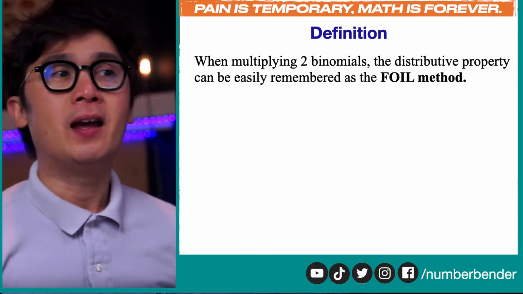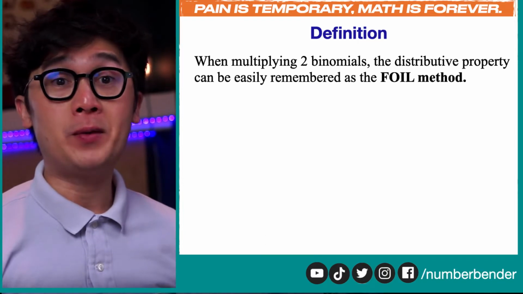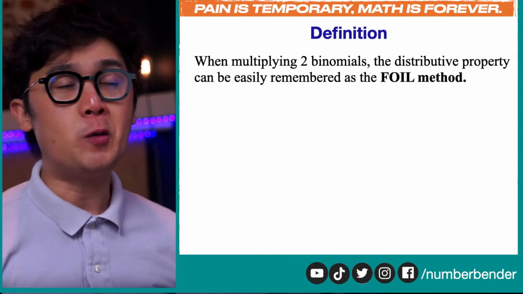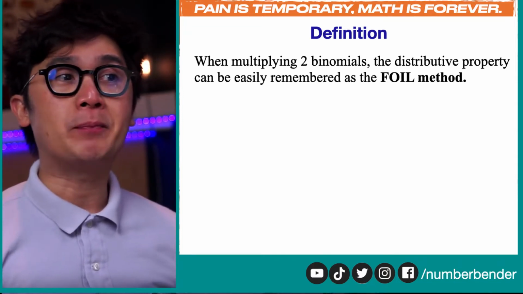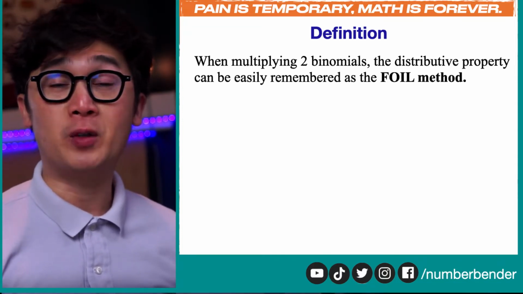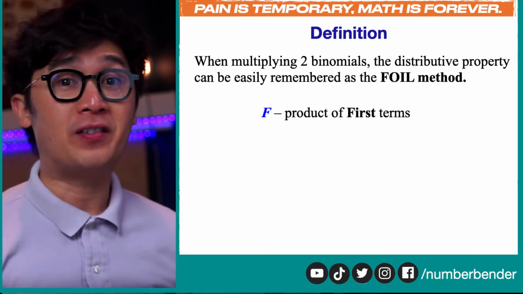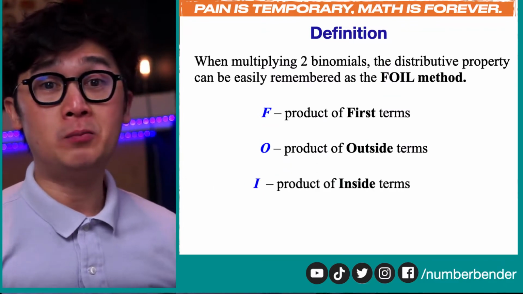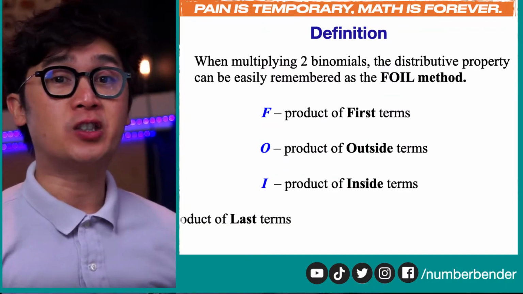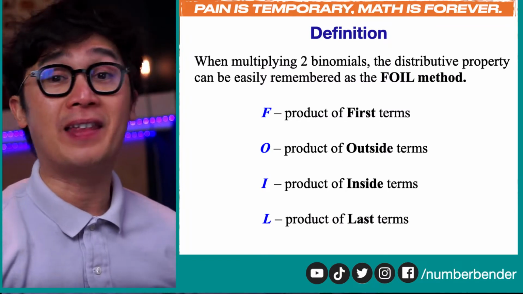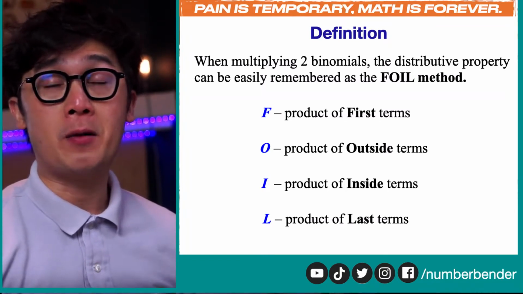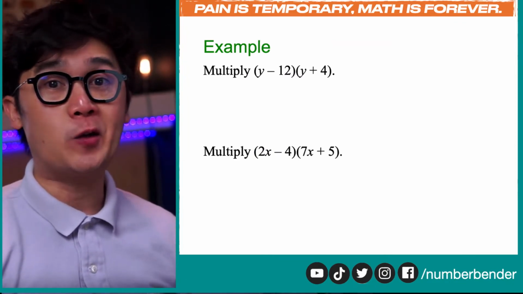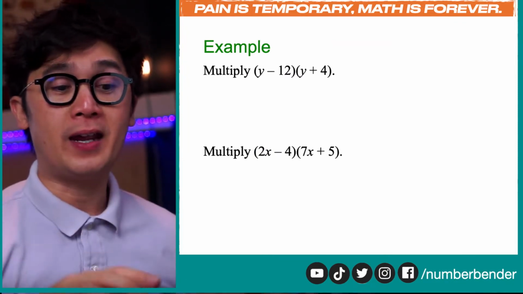But first, let's discuss the FOIL method, which is the common method that we use when we multiply polynomials. When we multiply two binomials, the distributive property can be easily remembered as the FOIL method, which is the acronym for F, or product of the first terms, O, product of the outside terms, I, product of the inside terms, and L, product of the last terms. And we're going to use this method in multiplying binomials like example 1 and example 2.